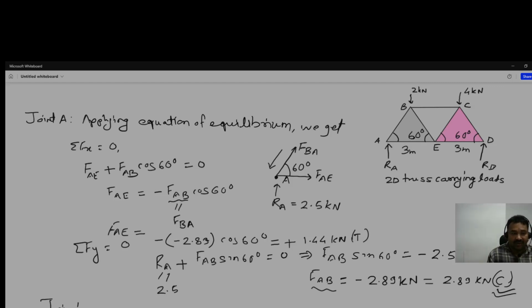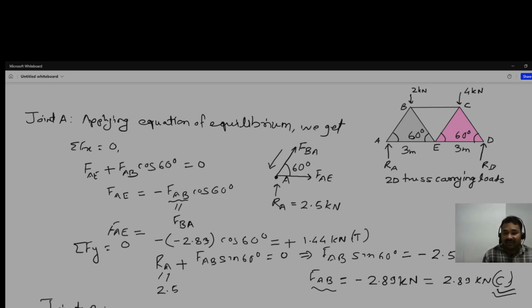Now for joint B, here one thing, we are not applying the equation of equilibrium for moment, because all the forces are passing through the common joint. That's why the moment about A we cannot apply here, because then all the terms will be zero, no meaning. Okay, so similarly, like joint A, joint B we can get.